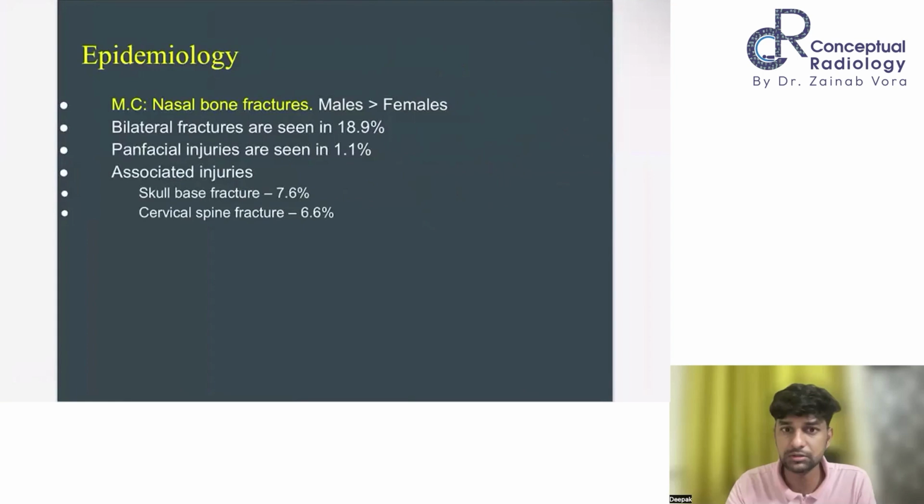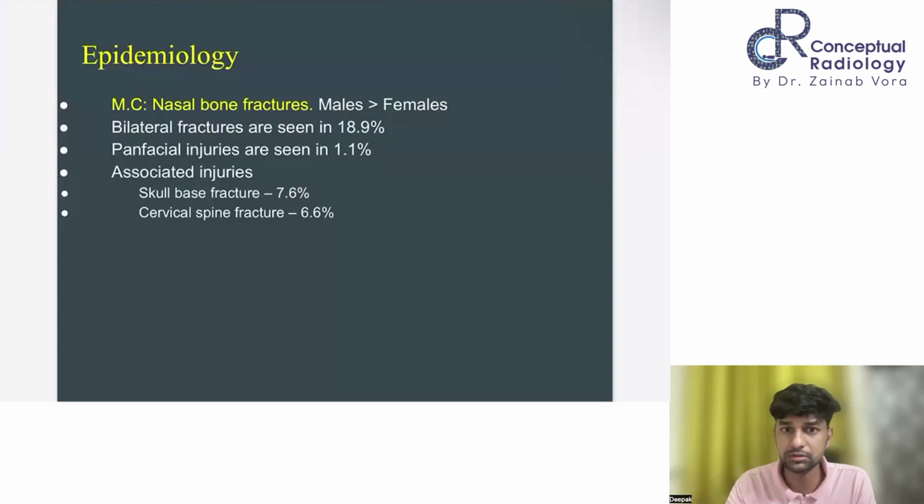As far as facial bones are concerned, the nasal bone is the most common fracture. And for obvious reasons, males are more commonly affected compared to females. In most cases, there will be bilateral fractures. This is because the force on one side dissipates to the other side. It is usually seen in a segmental fashion, predominantly in the mandible, where you can see two fracture lines. So it's kind of a contrecoup force that acts.